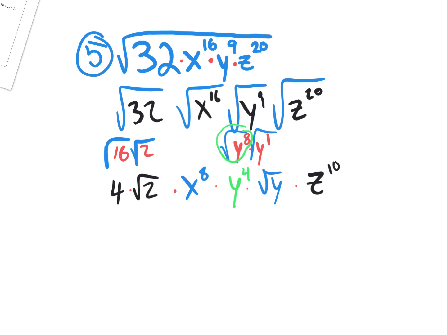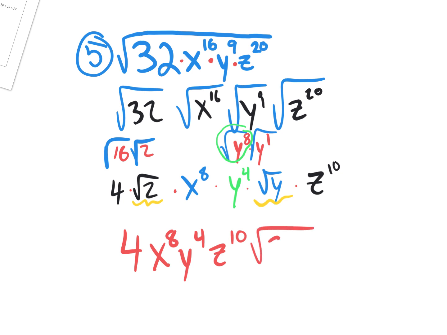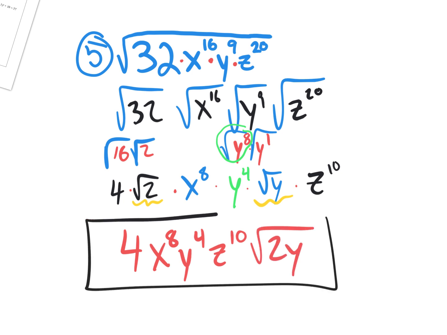We're going to put the nice number first, the 4, and then we're going to move on to our regular variables, x to the 8th, y to the 4th, and z to the 10th. And at the very end, we're going to combine this square root with that square root and put them together underneath one square root. So that's going to be the square root of 2y. So that's your final simplified answer.